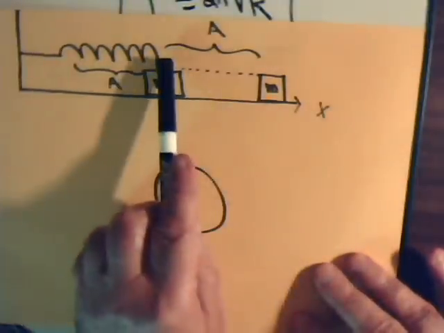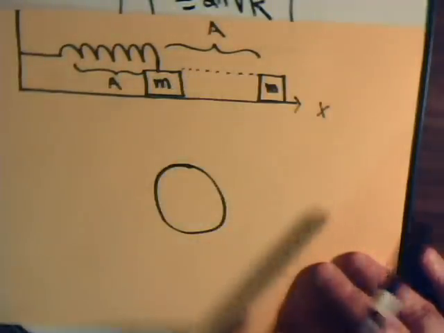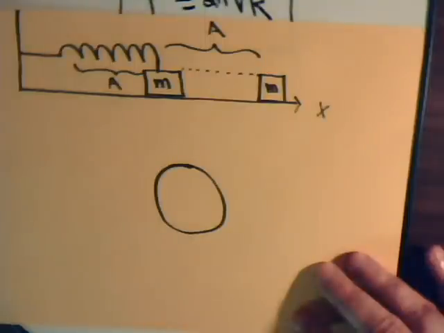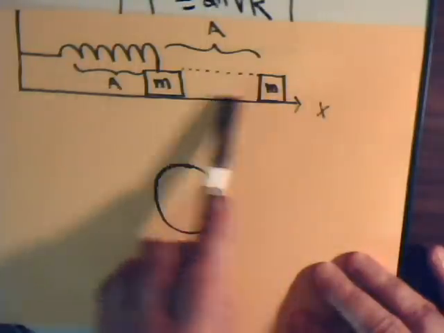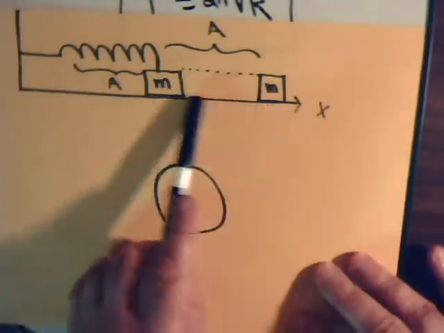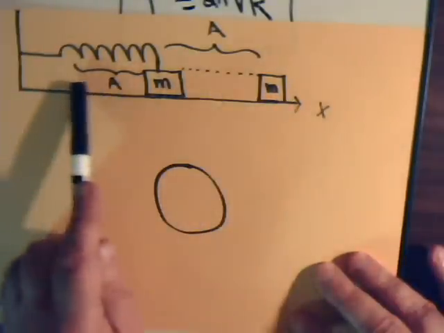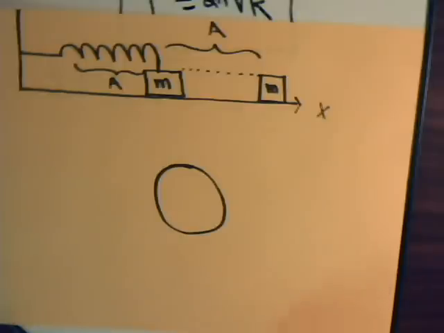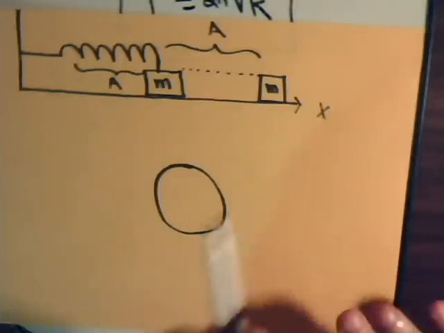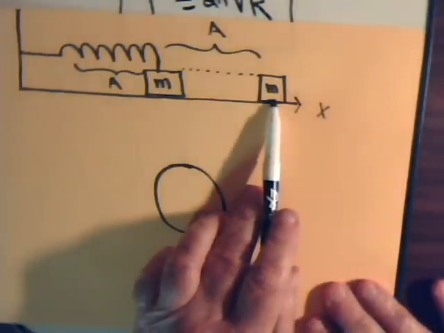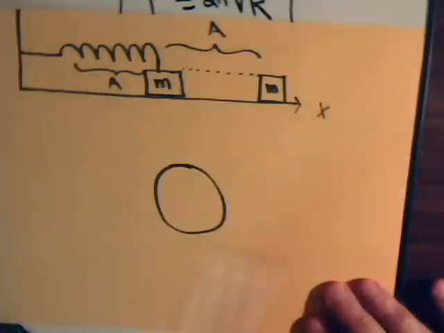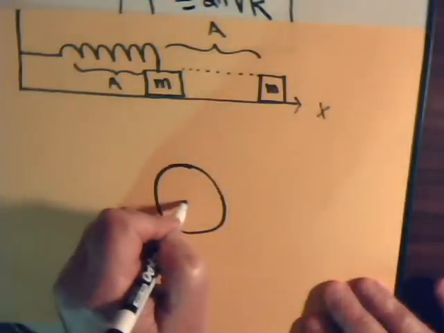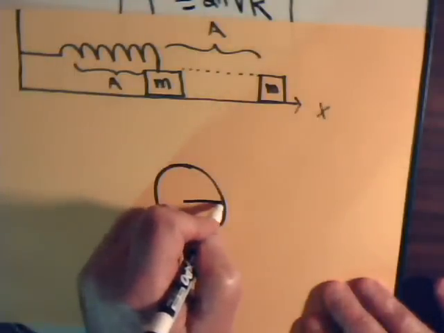Here's the block, displaced a distance a. Pull it out, release it, and let it slide back and forth. Well, this back and forth motion we can simulate with a circular motion. Let's say when the block is over here at its displacement plus a, we designate it with this arrow on the circle.